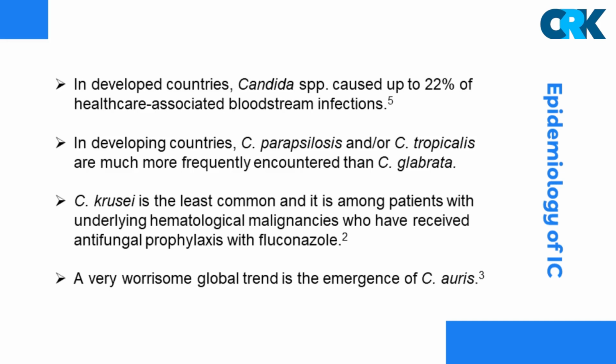In developing countries, Candida parapsilosis or Candida tropicalis are much more frequently encountered than Candida glabrata. Candida krusei is the least common of the 5 major Candida species, and it is most often found among patients with underlying hematological malignancies who have received antifungal prophylaxis with fluconazole. A very worrisome global trend is the emergence of Candida auris.